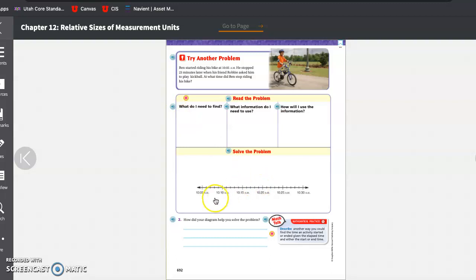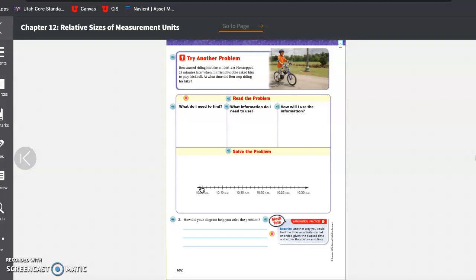So solve the problem. They filled in our time already on here for you. They started at 10:05 and they ended at 10:30. So looking back at our problem, we know that he started riding his bike at 10:05. He stopped 23 minutes later. At what time did Ben stop riding his bike?